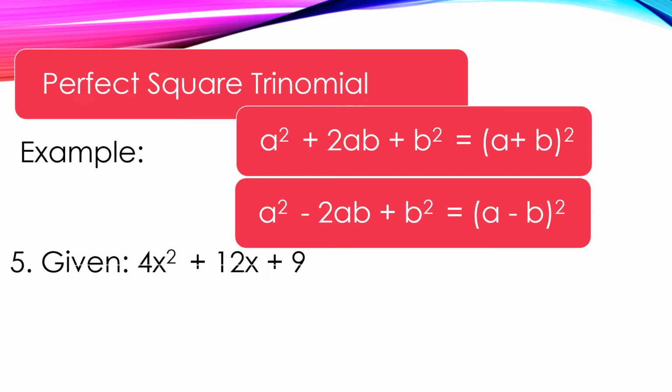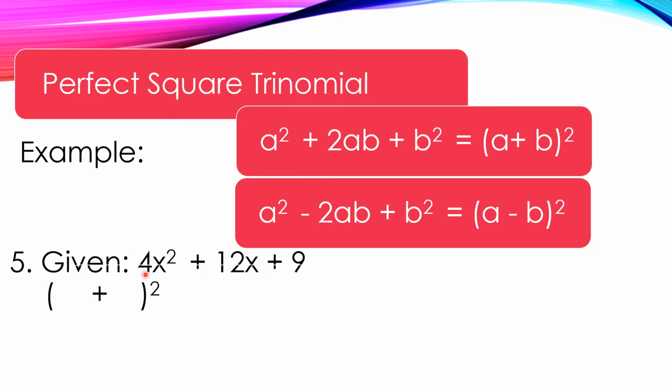Okay, number 5. The given is 4x squared plus 12x plus 9. So again, we're going to follow the first pattern since the sign of the middle term is positive. Take note that this is an example of perfect square trinomial because the first term and the last term are both perfect square. So first, draw one parenthesis wherein you just simply copy the sign of the middle term, which is positive. Then the degree, the exponent or the power, is 2.